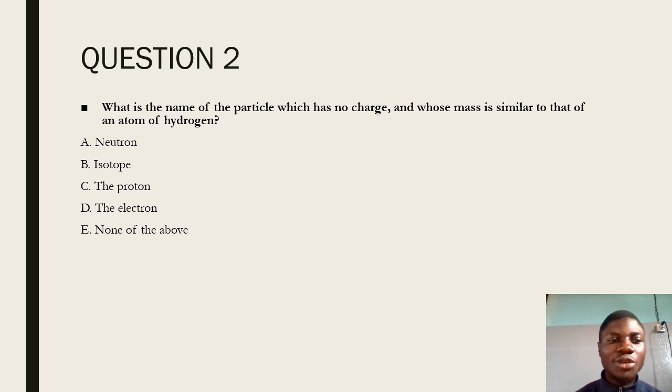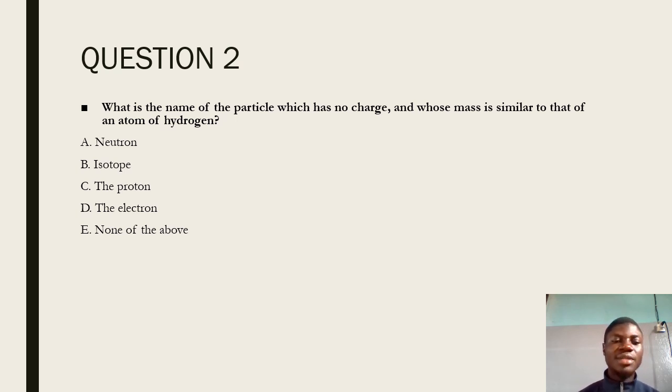When we look at the atom, it has three main subatomic particles. We have protons and neutrons found in the nucleus, and we have electrons in the electron clouds. A proton has a mass of 1 and a charge of 1. Therefore, the answer cannot be C. A neutron has a mass of 1 and a charge of 0, meaning that the neutron is neutral. And therefore, the best answer to this question is A.